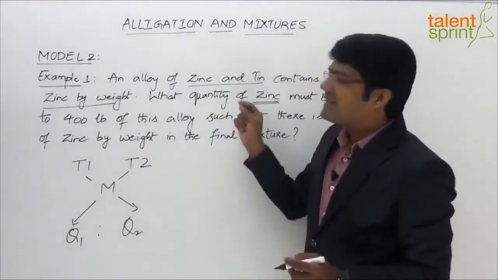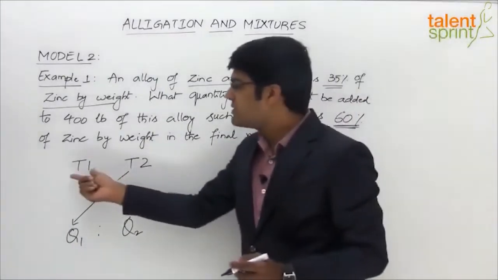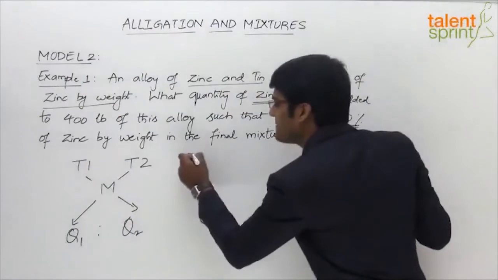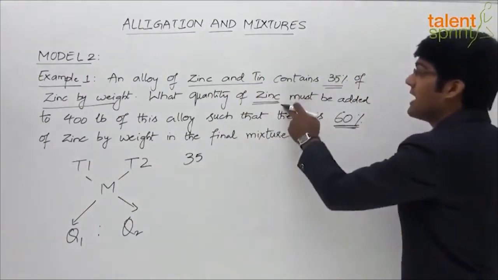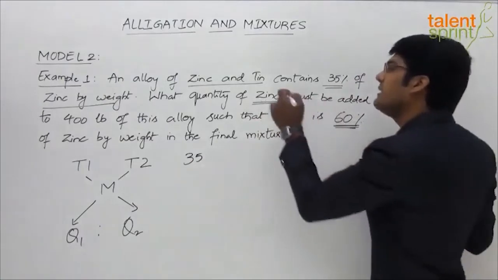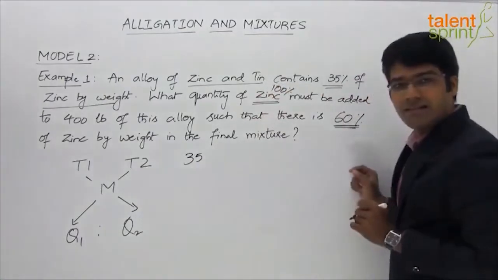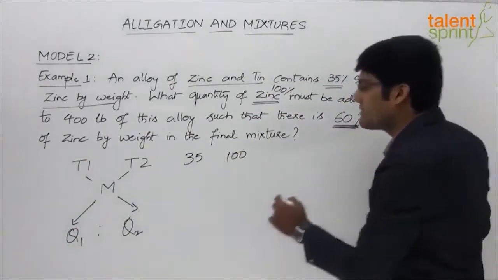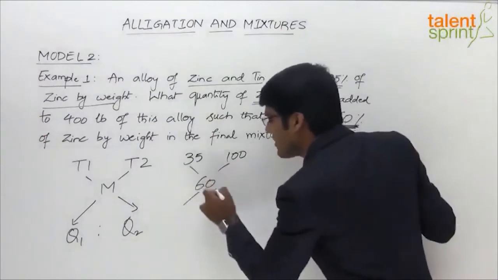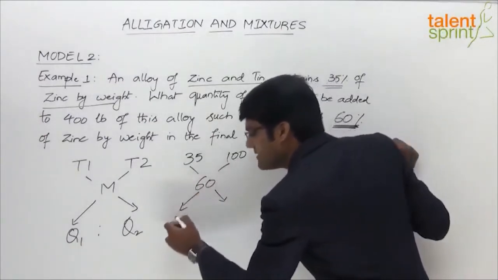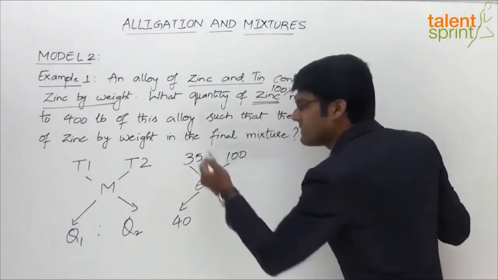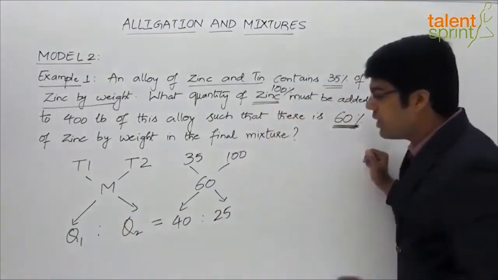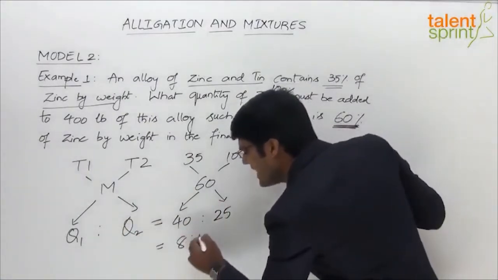Now let's go by the strength of zinc. What we are going to do here is substitute the strength of zinc in these three places. So the strength of zinc in type 1 is 35%. The strength of zinc in type 2, because type 2 is pure zinc, will be 100%. And in the final mixture, the strength of zinc is 60%. So when we take the cross difference, what do we get? 100 minus 60 is 40, and 60 minus 35 is 25. So the ratio of quantity 1 to quantity 2 will be 40:25, which is nothing but 8:5.